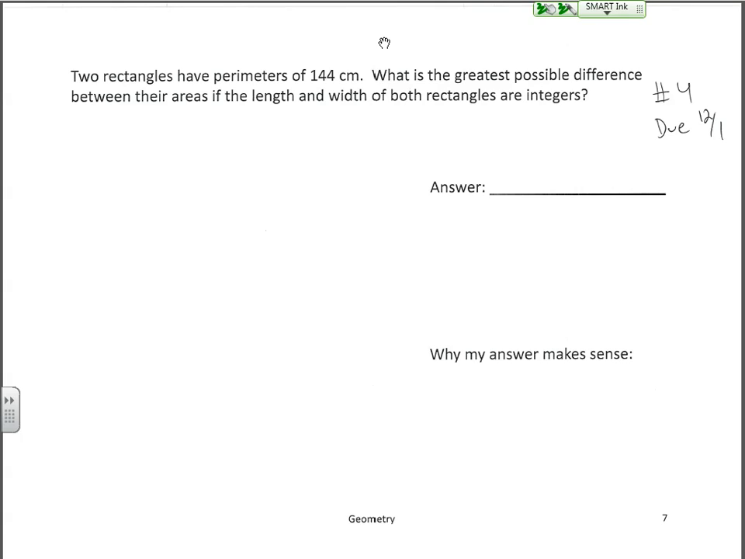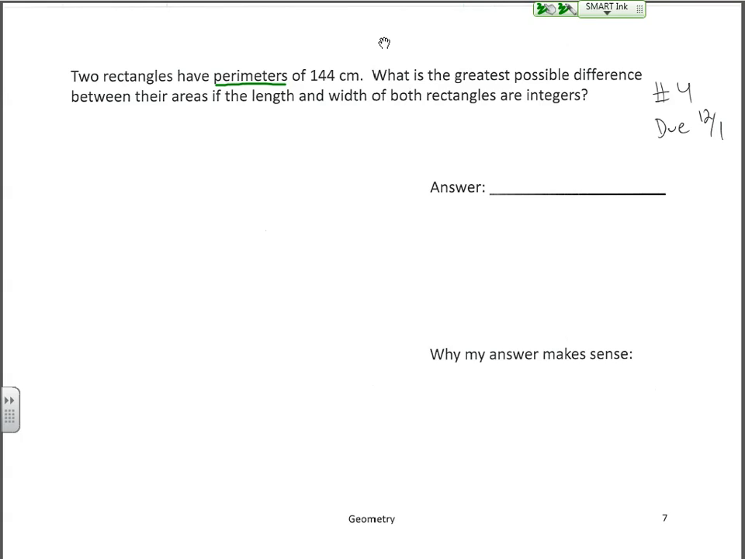It says two rectangles have perimeters of 144 centimeters. So first of all, let's review perimeter, right? That's if you add all the sides together. What is the greatest possible difference between their areas if the length and width of both rectangles are integers?